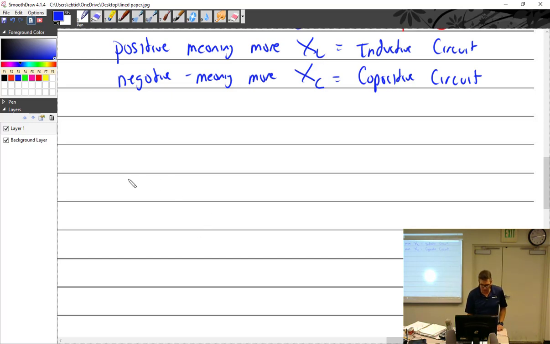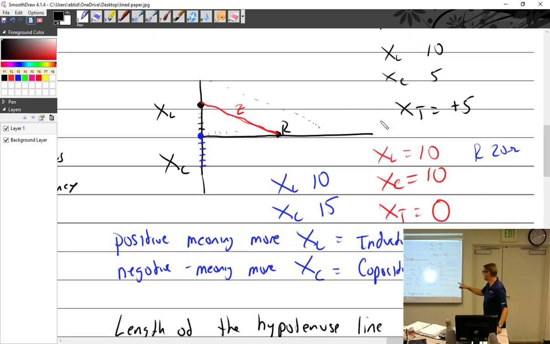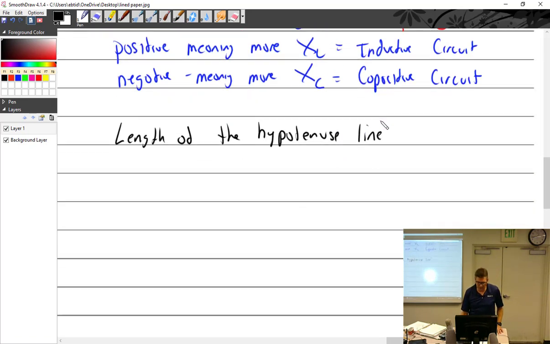So looking back at our drawing of the graph, the length of the hypotenuse line, that was the line we had to draw. That's this line right here, Z. That's called a hypotenuse in a triangle. The length of the hypotenuse line indicates Z.